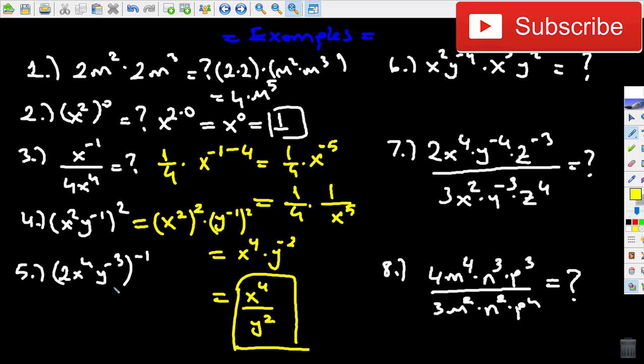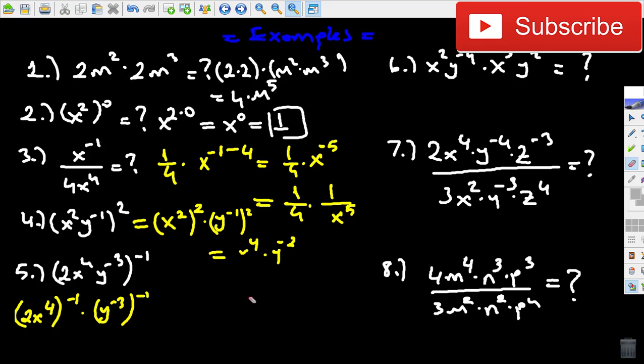Okay. So in this case, again, we see two things being multiplied, and they're being raised to the same power, which is -1. So in this case, I'm going to raise everything to the same power. So 2 to the power of -1 times x to the power of 4 to the power of -1 times y to the power of -3 to the power of -1. So let me quickly erase this part.